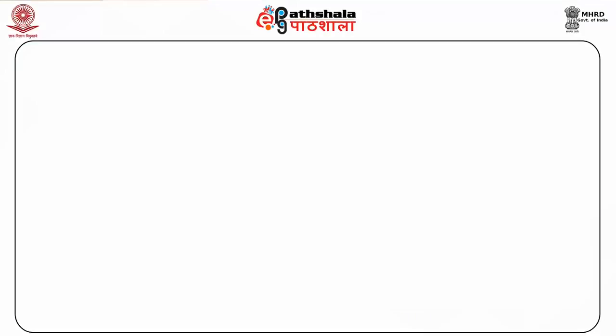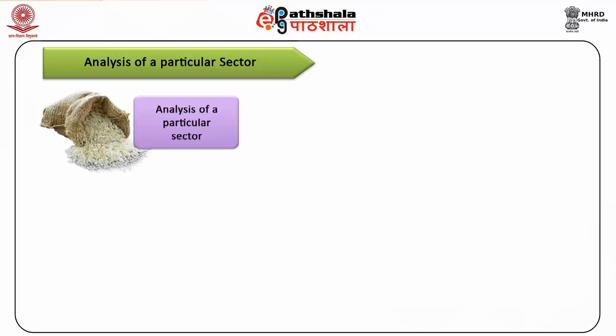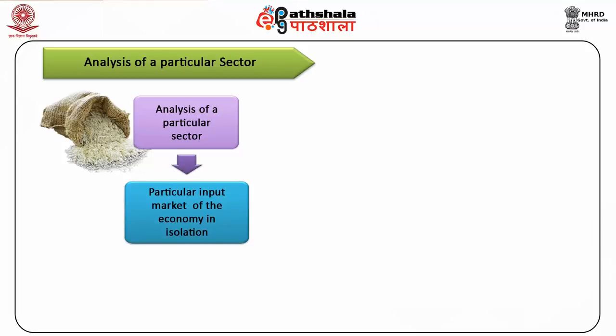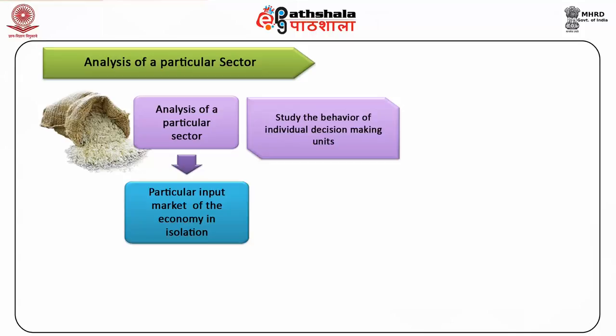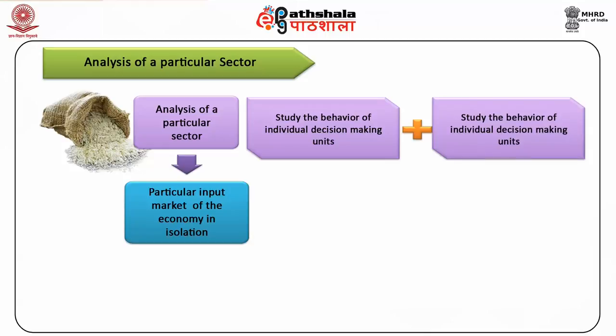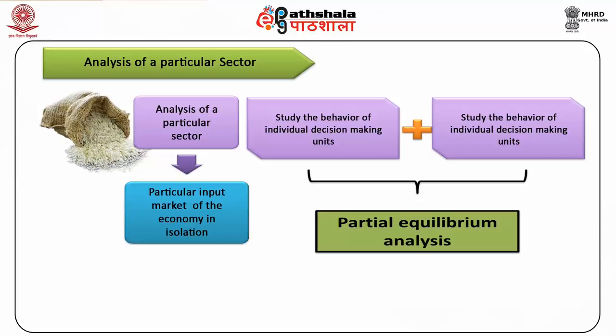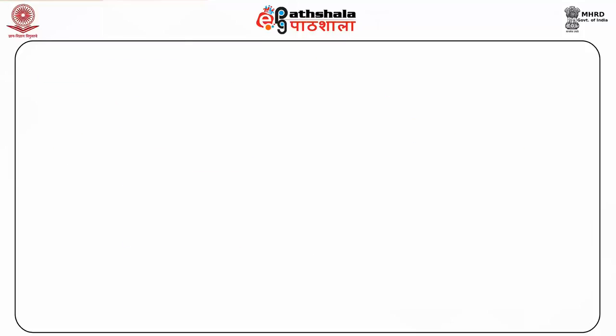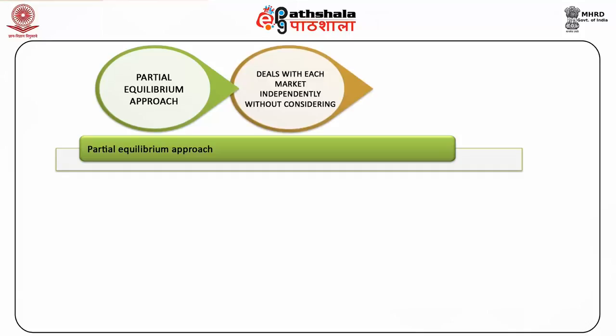Thus, the first approach is based on the analysis of a particular sector or part, say equilibrium in the rice market or a particular input market, etc., of the economy in isolation. When we study the behavior of individual decision-making units and the working of individual markets for commodities and inputs under various market structures, it is a case of partial equilibrium analysis.